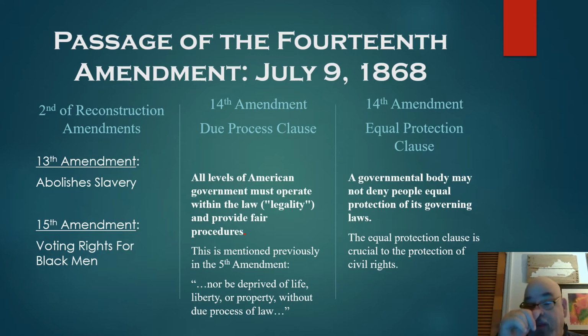Now we're going to divide the 14th Amendment up into 2 things that we need to be aware of: the Due Process Clause and the Equal Protection Clause. Now, in the Due Process Clause, all levels of American government must operate within the law and provide fair procedures. Here's where there's some pushback from a lot of people who'd like to do away with the 14th Amendment, and that is that this part of the amendment is redundant because it is mentioned in the Fifth Amendment. And I put a quote in there at the bottom. In the Fifth Amendment, it says, "Nor be deprived of life, liberty, or property without due process of law."